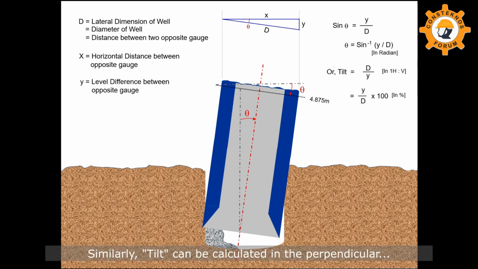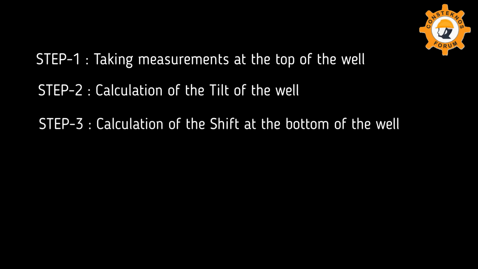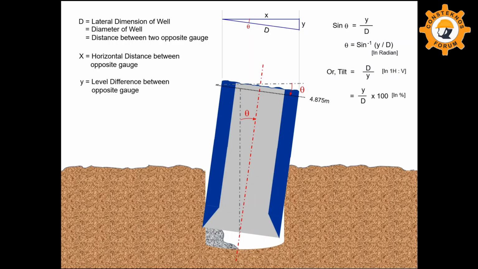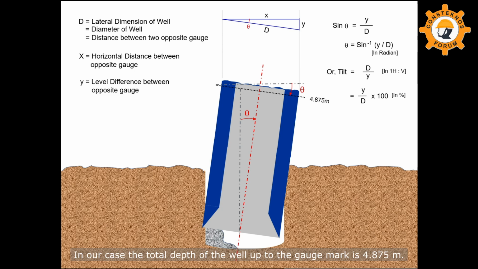Similarly, tilt can be calculated in the perpendicular direction as well. Step 3. Calculation of the shift at the bottom of the well. Once the tilt is known, the shift of the well center at the bottom relative to the well center at the top can be easily calculated by the simple triangle formula. In our case, the total depth of the well up to the gauge marked is 4.875 meter.